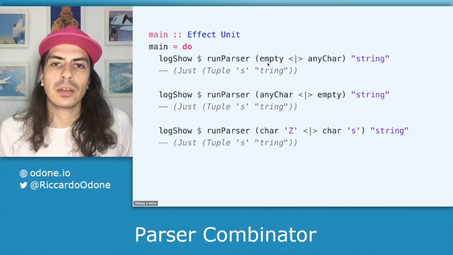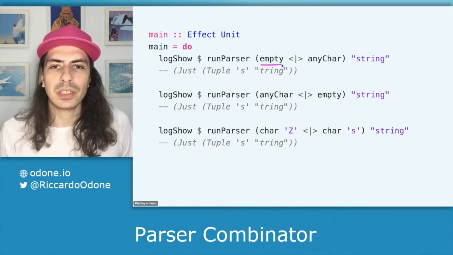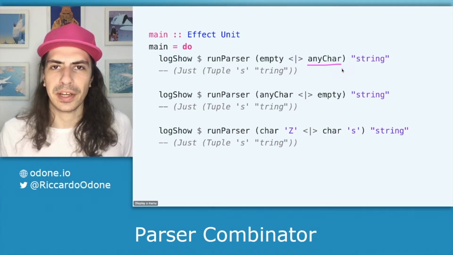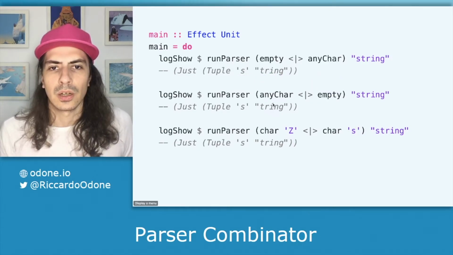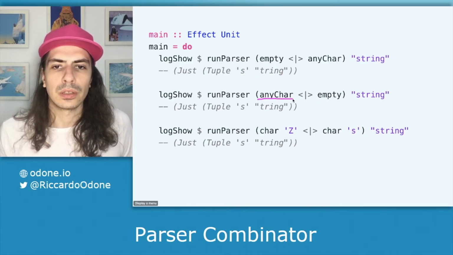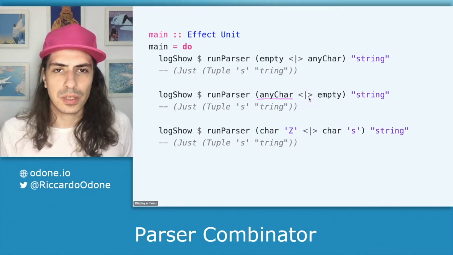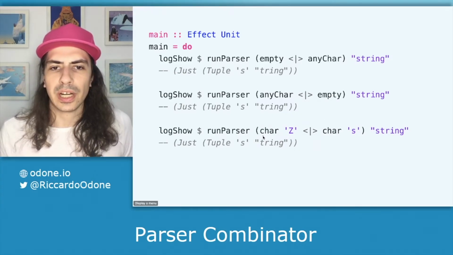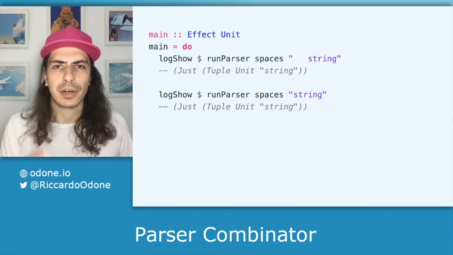So here we say, try to parse with empty, which as we know always fails. Alternatively, try to parse any character. And this of course would parse the first character S as an intermediate result and return the remaining string. We can do the opposite, and here the code first tries any char, which succeeds and returns the same result as before. But we can also say try to parse capital Z, and if it fails, try to parse the character S.